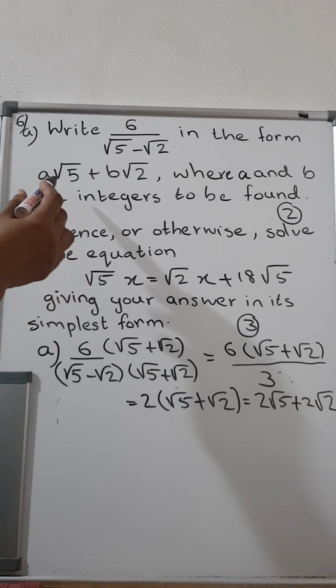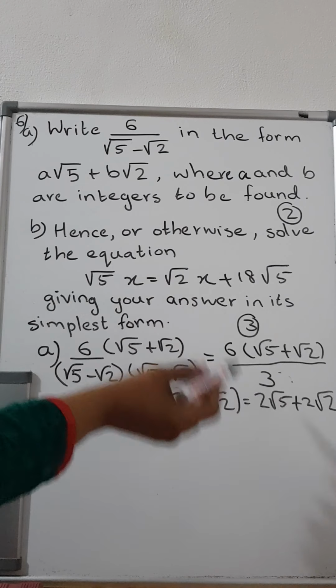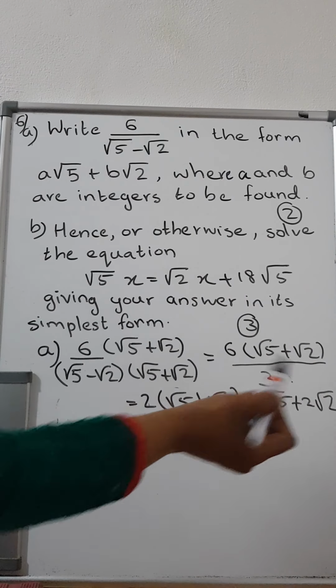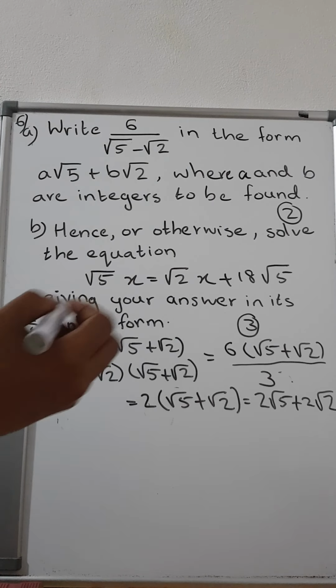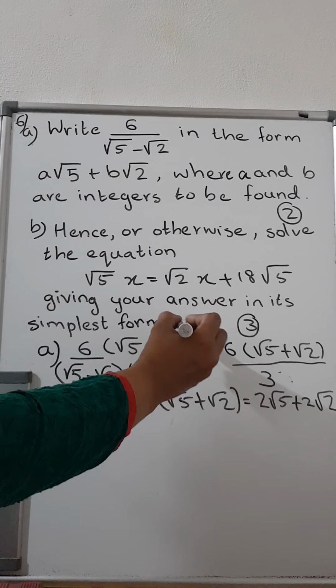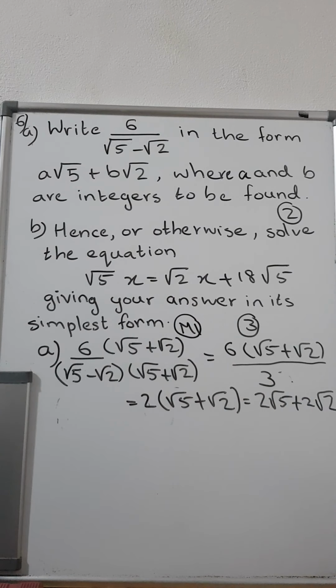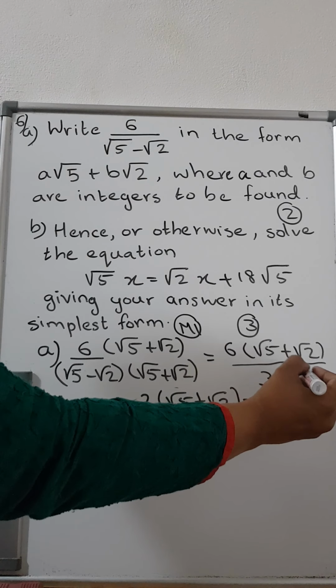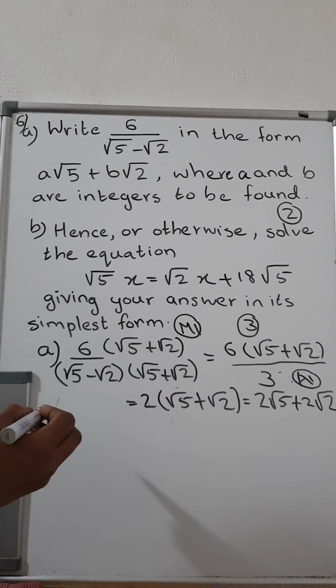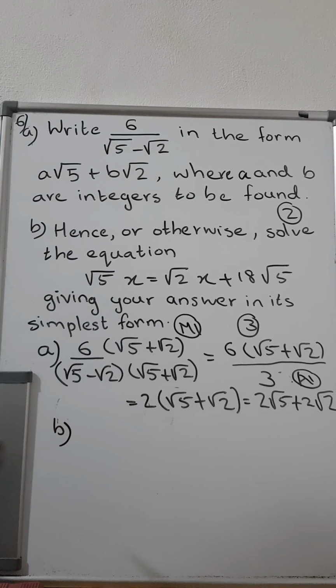You see, now it is in the form a root 5 plus b root 2. A is 2, and b root 2 is 2 root 2, so b is 2. We got our a part. See, here for rationalizing, we are getting one method mark, and for getting the correct answer, we are getting one accuracy mark. Now let's see the b part.